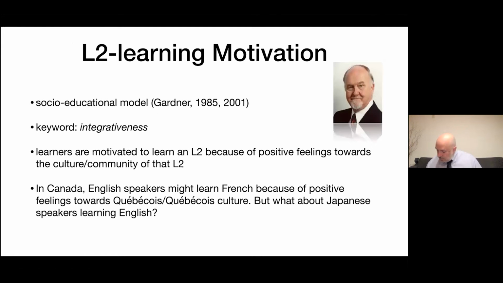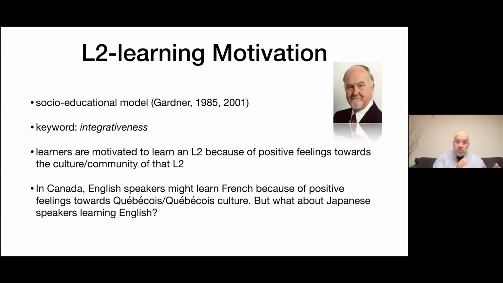Now, we're going to look really briefly at a few L2 learning motivational models or theories. The first one is the socio-educational model, which I'm sure many of you have heard before. The key word in the model is integrativeness. For Gardner, second language learners in Canada are motivated to learn the second language, either English or French, because of positive feelings that they have towards the other culture. In other words, the learner wants to integrate into that L2 culture or community.